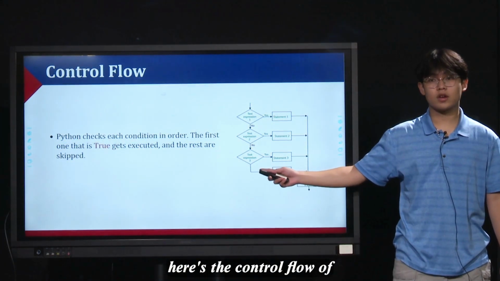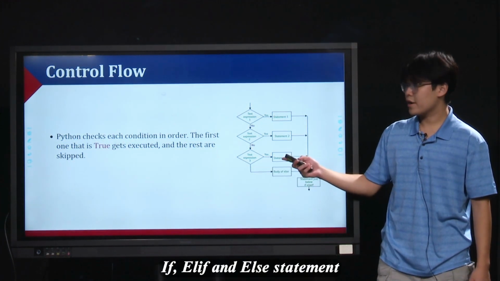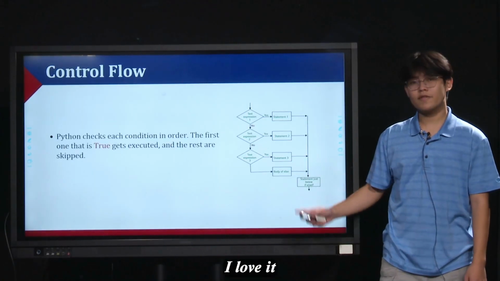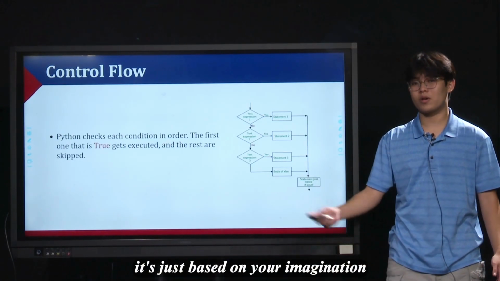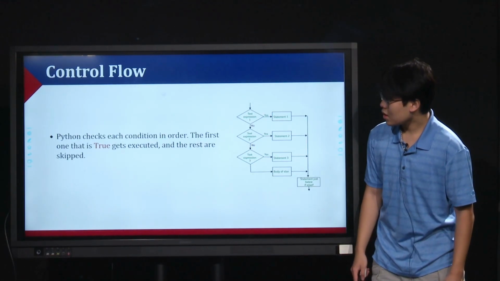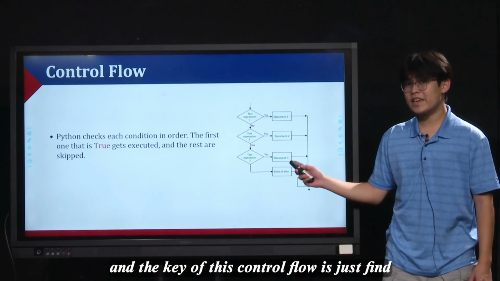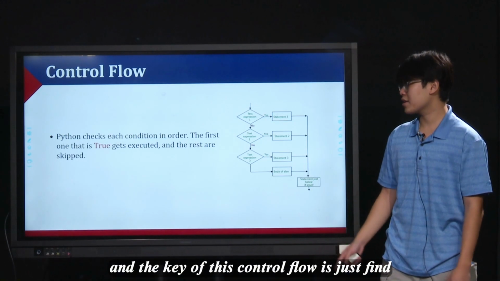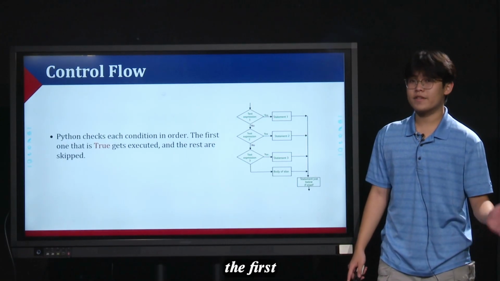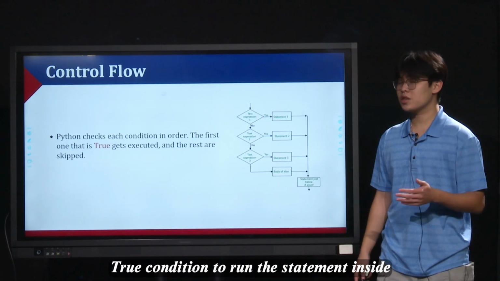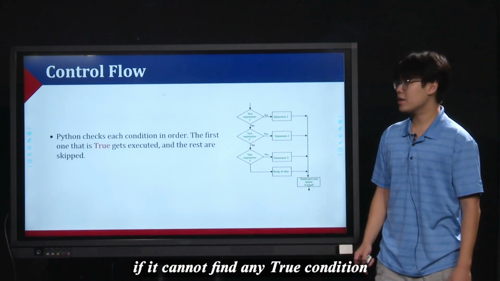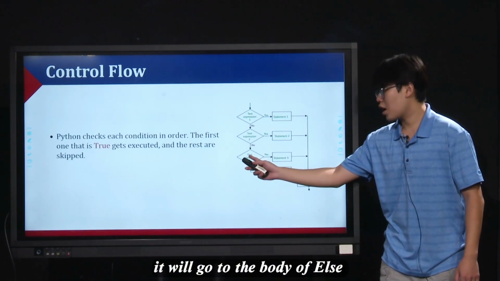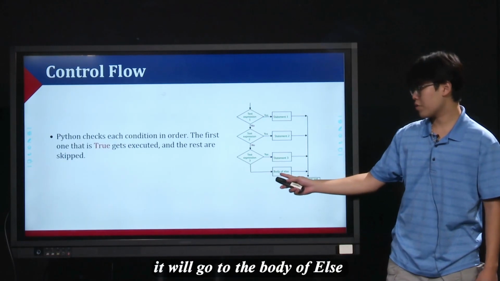And okay, here's the control flow of the if, elif, and else statement. I love it because it just looks like a ladder or a waterfall. It's just based on your imagination. And the key of this control flow is just find the first true condition to run the statement inside. If it cannot find any true condition, it will go to the body of else. Okay.